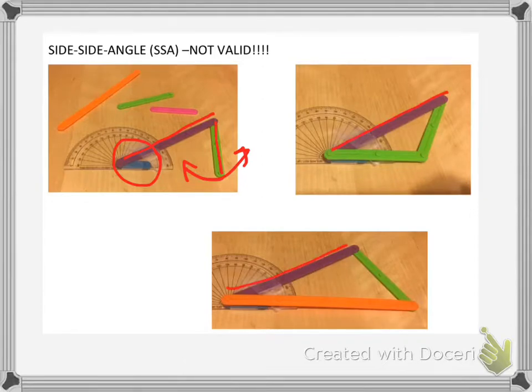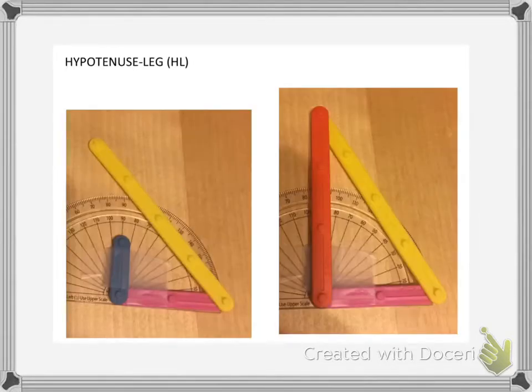here and here, that's set. This angle is the same. And this green piece is the same. But we get two completely different triangles that are not congruent. So SSA, side-side angle, is not a valid proof of congruence, except if you have a right triangle.